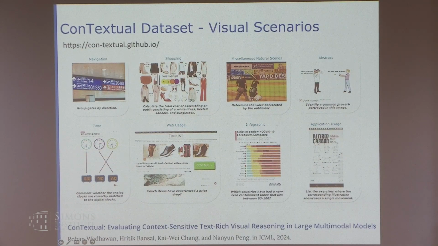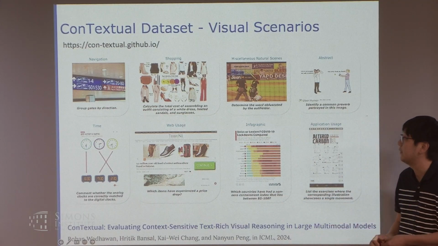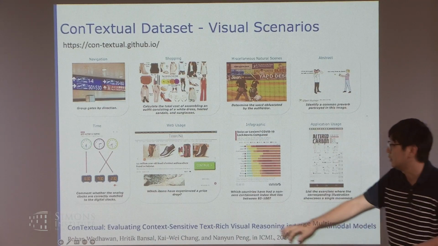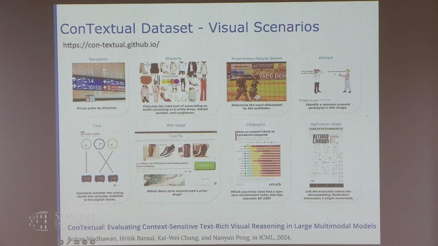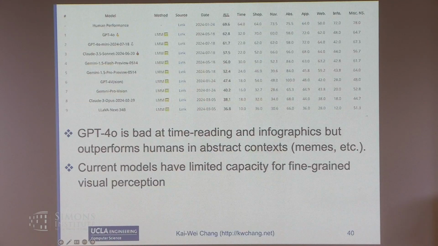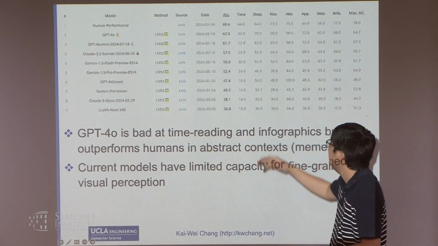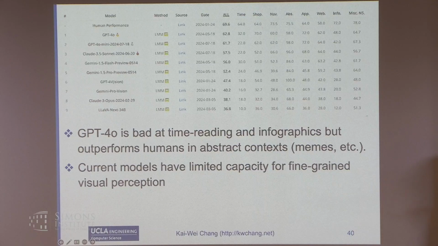So we annotate the data in all different types of scenarios. Some of them require a model to understand and do navigation, some are more like sport or nature scenes, and some you need to understand a website or some chart or figure. And then we find that even recent large language models still do not perform well on this kind of test. Many of them fail because the model doesn't really look at the details of the image enough, so it makes a lot of mistakes.